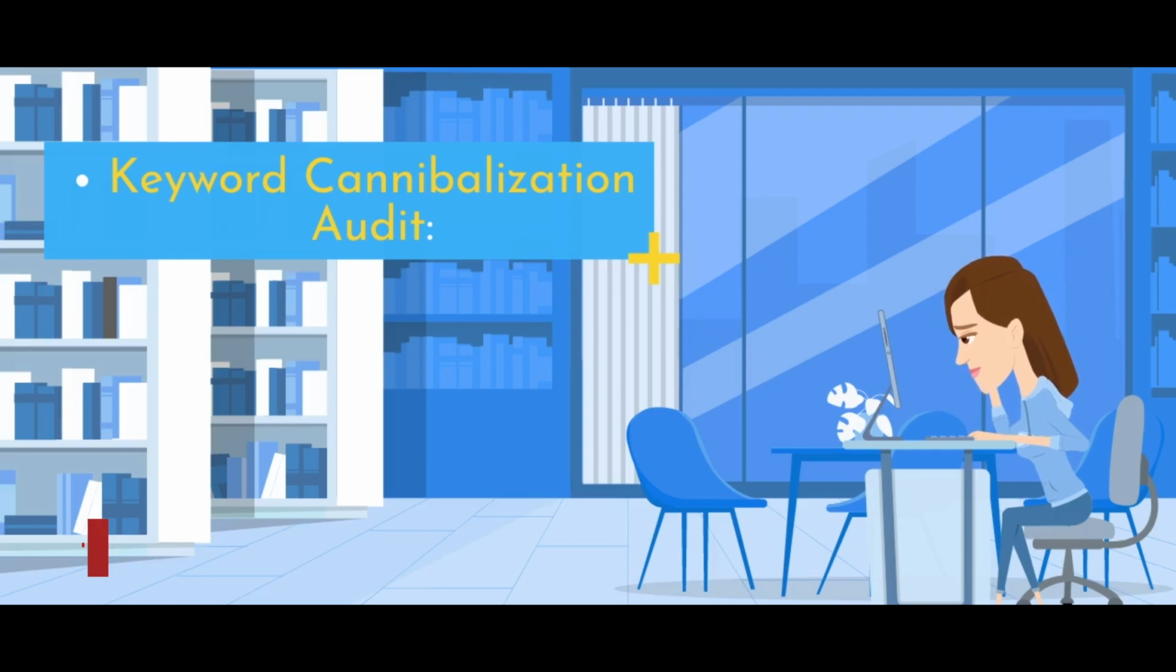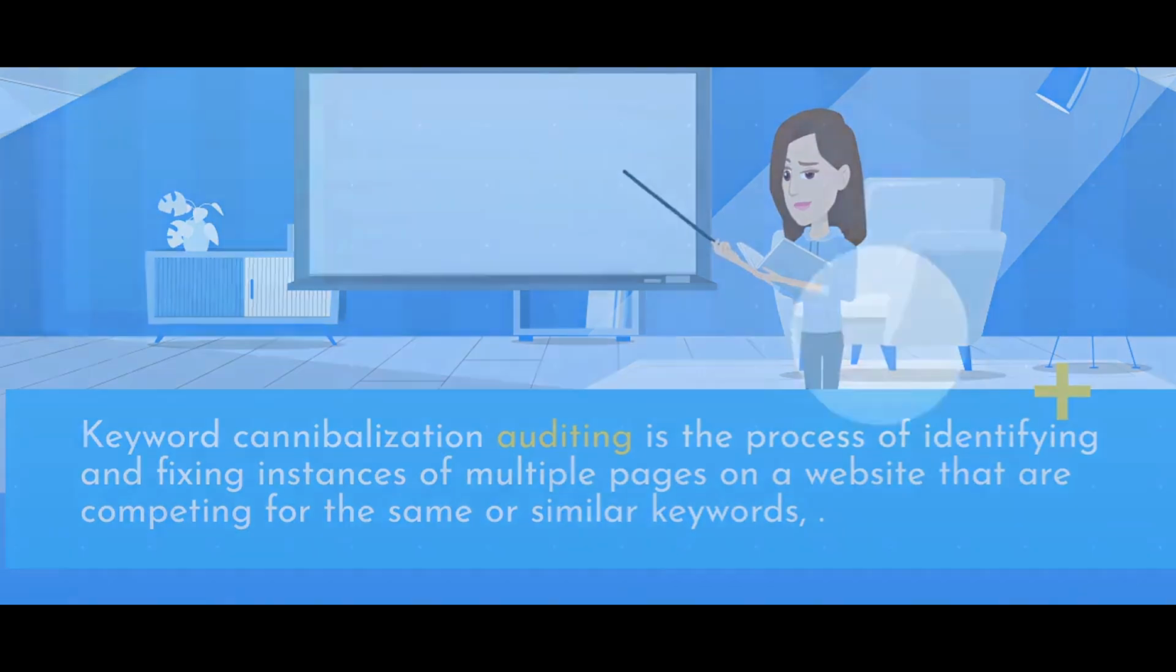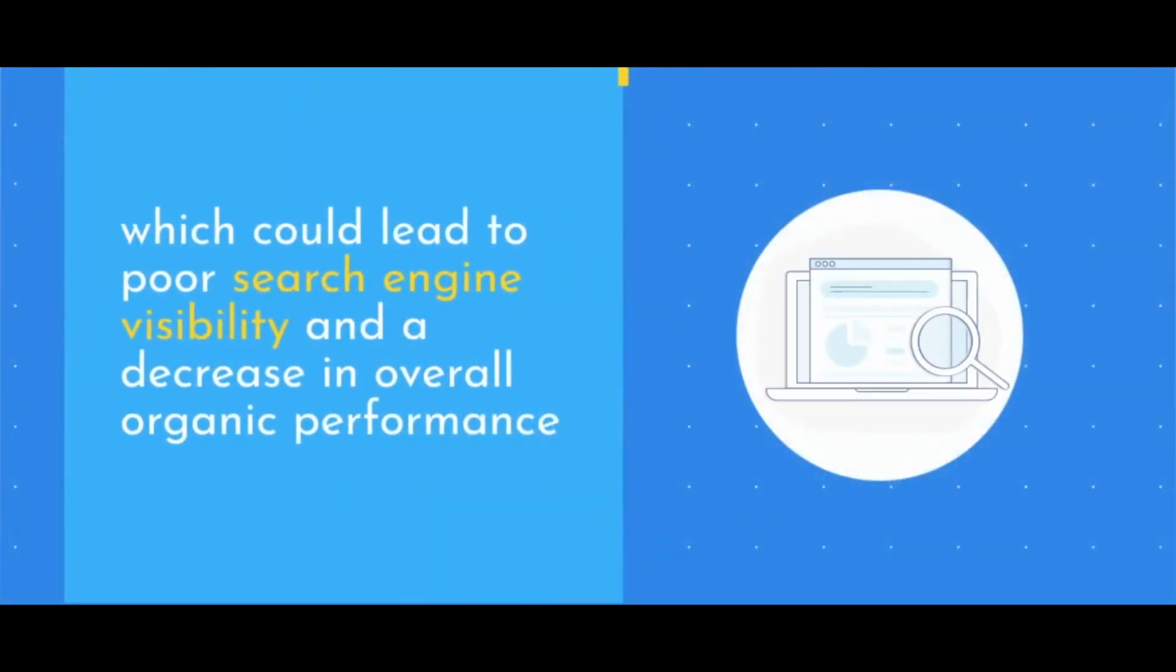Keyword cannibalization audit. Keyword cannibalization auditing is the process of identifying and fixing instances of multiple pages on a website that are competing for the same or similar keywords, which could lead to poor search engine visibility and a decrease in overall organic performance.